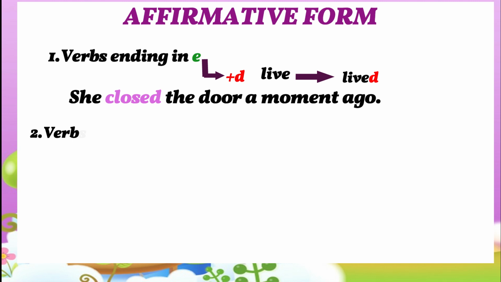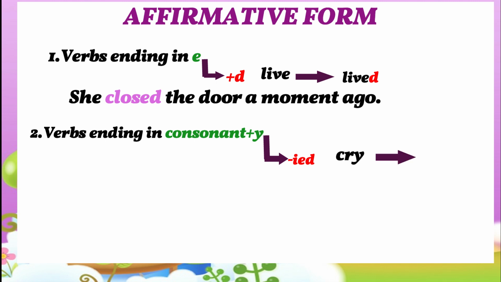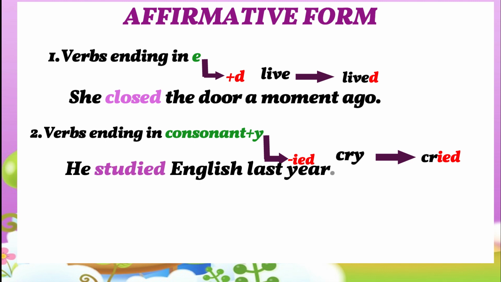2. Verbs ending in a consonant plus Y, we change the Y into I and we add ed. For instance, cry, cried. We changed the Y into I and we added ed. Look at this example with another verb. Study. Study, at the end we have D and Y, consonant and Y. So we say he studied English last year. We changed the Y into I and we added ed.